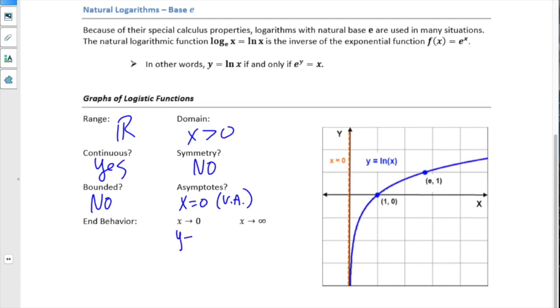And we have, as y approaches... I'm not even going to erase that. We have as x is approaching 0, y is going to be approaching negative infinity, so that's what's going on right here. And then we have as x approaches positive infinity, y is approaching positive infinity.